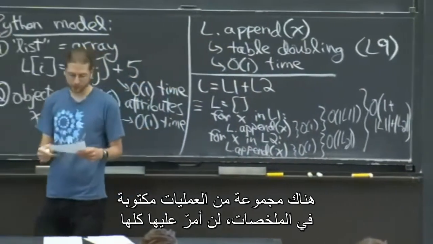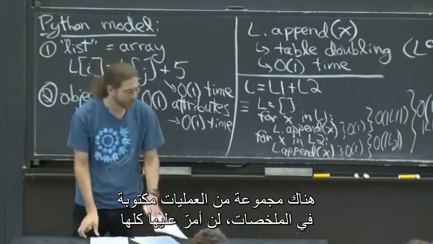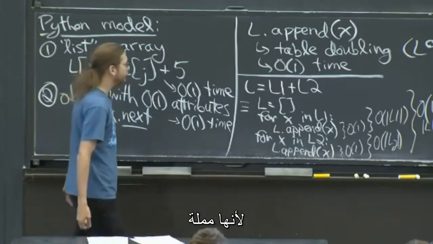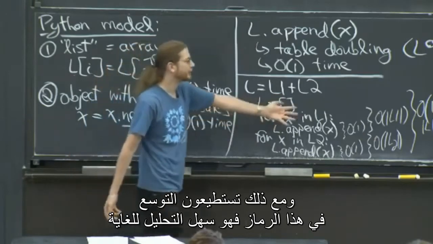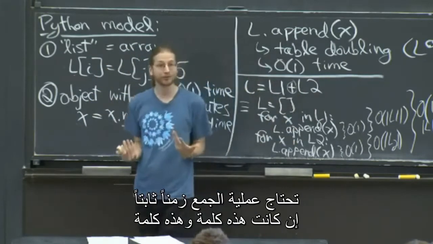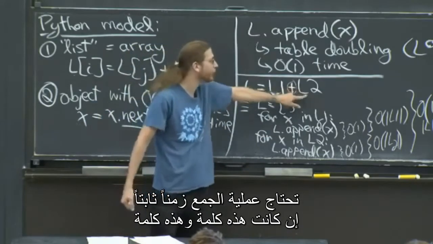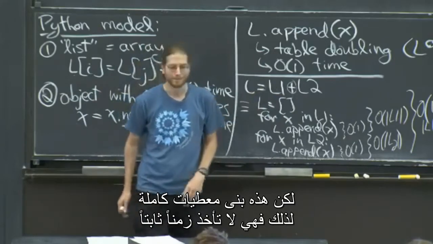OK, so there are a bunch of operations that are written in these notes. I'm not going to go through all of them because they're tedious. But a lot of them, you can just expand out code like this, and it's very easy to analyze. Whereas if you just look at plus, you think, oh, plus is constant time. And plus is constant time if this is a word and this is a word. But these are entire data structures. And so it's not constant time.